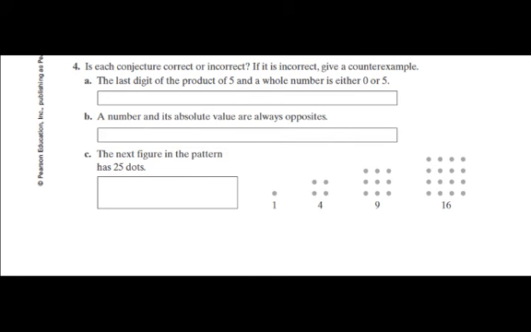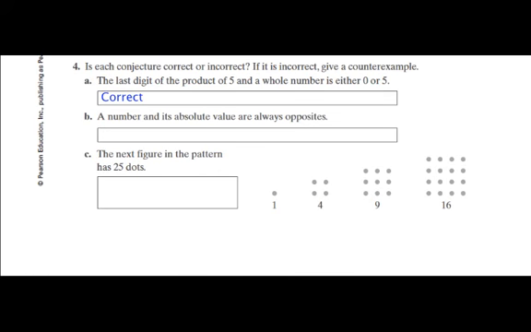Now try problem number 4 on your own, all 3 steps. When you're finished, continue with the video. Pause it right now to do problem number 4. Number 4, is each conjecture correct or incorrect? If it's incorrect, give a counterexample. A, the last digit of the product of 5 and a whole number is either 0 or 5. That conjecture is correct.